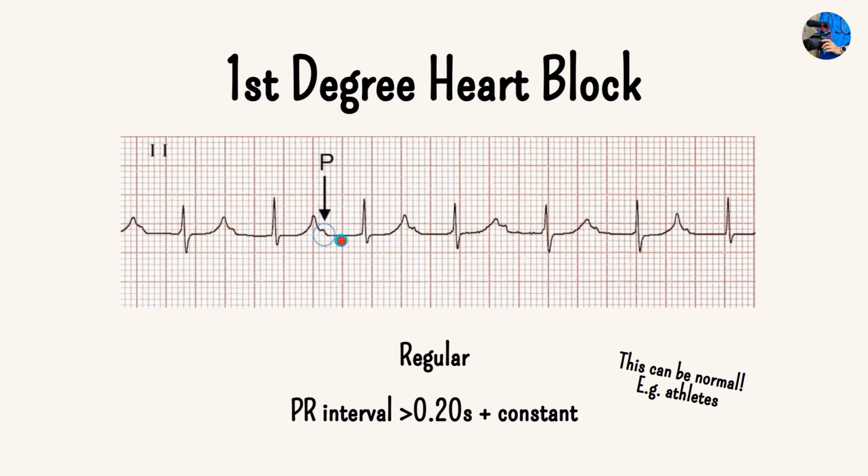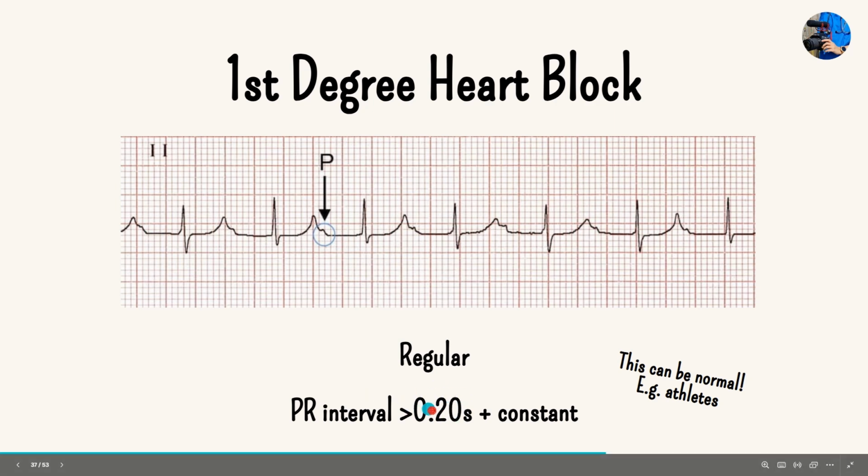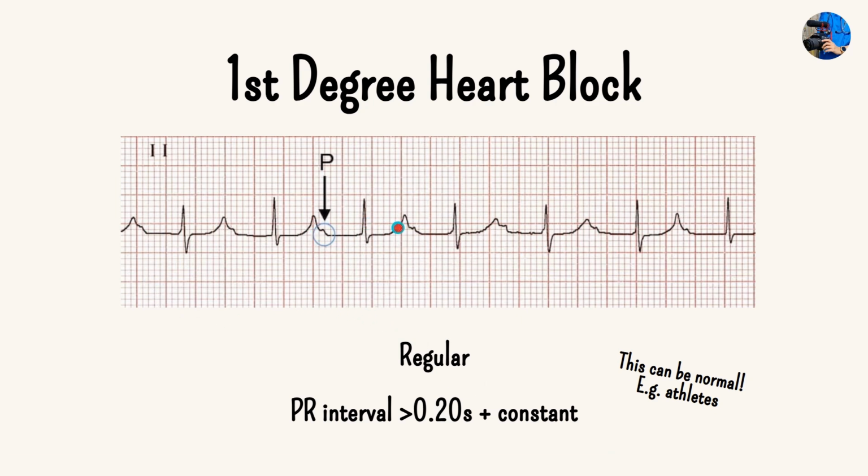And the reason for that is that at the atrioventricular node, where that charge, remember, was being held for a few milliseconds, it's being delayed there for a bit longer. So that PR interval is longer than the usual 0.2 seconds. However, this is constant. So you can see, look at the P wave here, look at the P wave here, look at the P wave here, and you can see that prolongation at the AV node is about the same throughout.